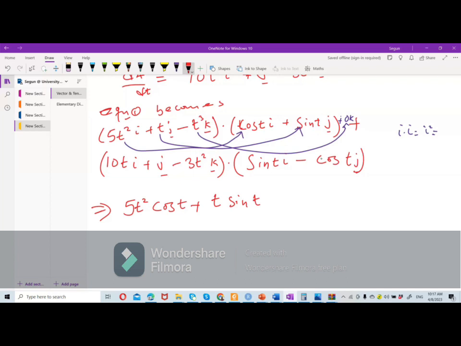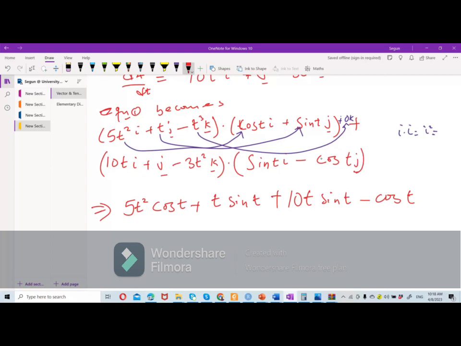So we can proceed. So we have t sine t, then what happened to the last one? Remember, you have t raised to power 3 k, multiplied by 0. So everything will be 0. So we don't have k for that one. Then we said plus 10t multiplied by this will be 10t sine t. j multiplied by this, it will become what? Minus cos t. So is that the final answer? 3 multiplied by 0 k will be nothing.